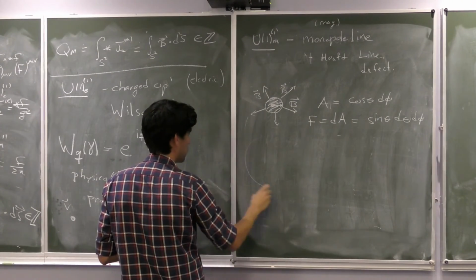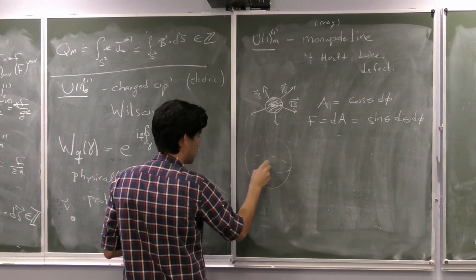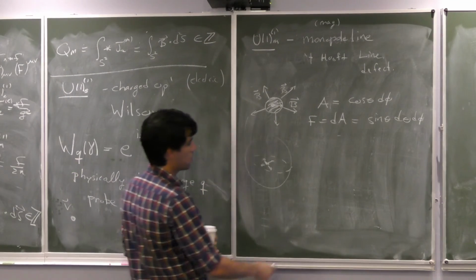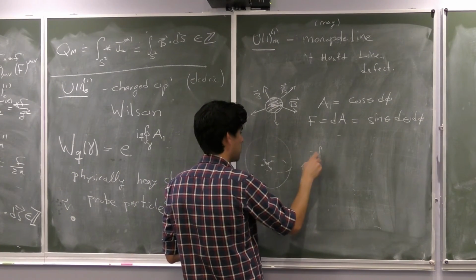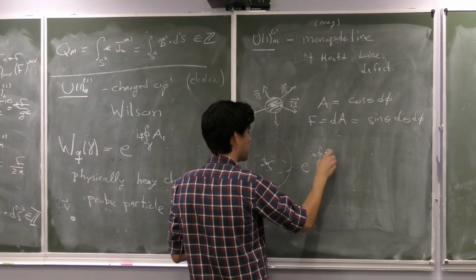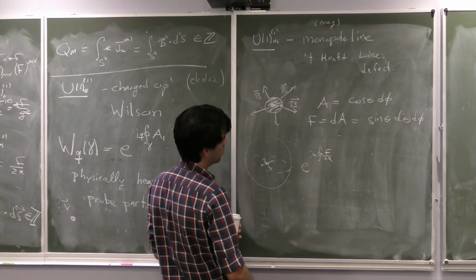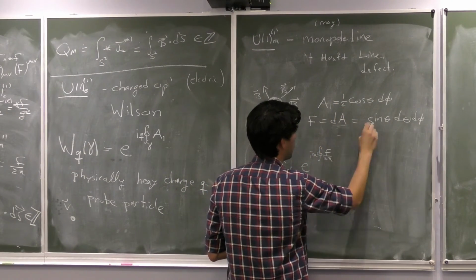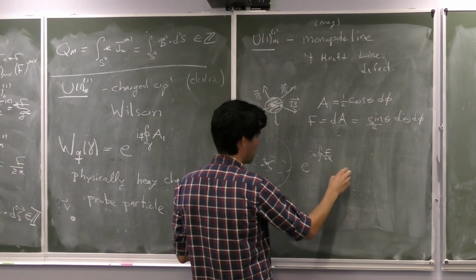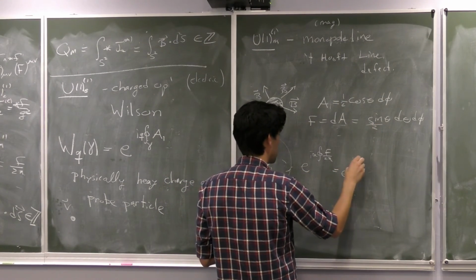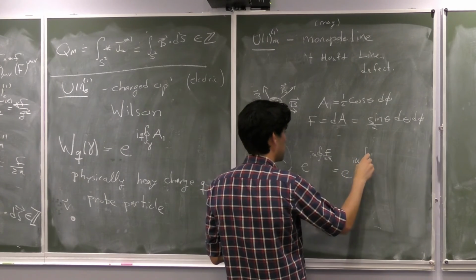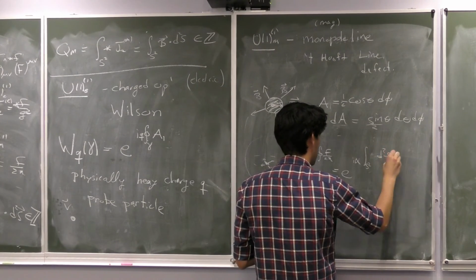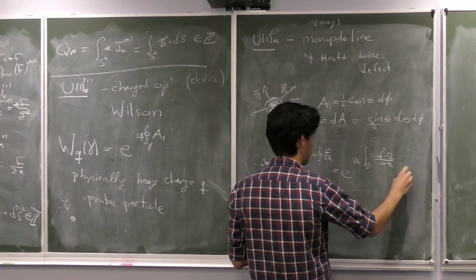So if you integrate around any two sphere that surrounds your defect, the integral of F over 2 pi is going to be equal to the integral over S^2 of the volume form over 4 pi, which is equal to 1.